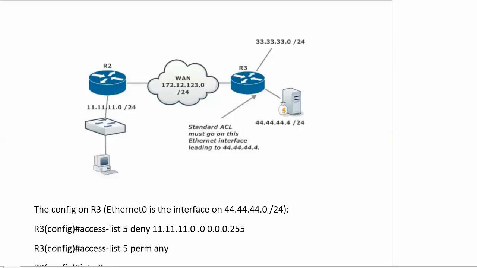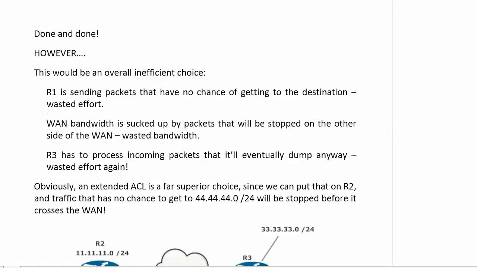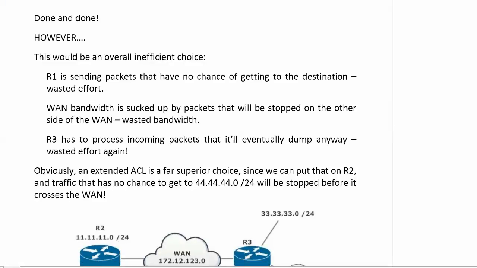Doesn't work that way. So now that we've looked at how to work with a standard ACL, we're going to do something a little more real world in a minute, because while we're done, that's not an efficient choice in the real world. First off, router 1 is sending packets that have no chance of getting to the destination. Well, that's wasted effort, but there's only so much you could do there. But router 2 is having to process them. That's the key for the first point. Router 2's got to process them. Router 2 is going to send them across the WAN. The WAN bandwidth gets sucked up by packets that are going to get stopped over there anyway.